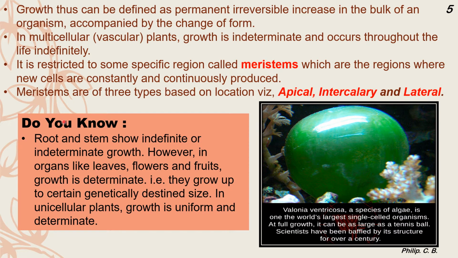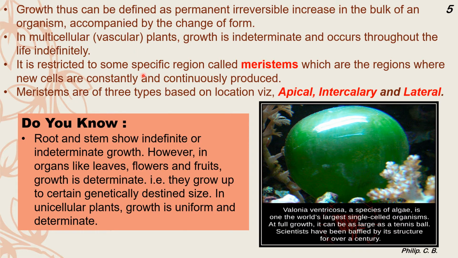Moving further, growth thus can be defined as a permanent, irreversible increase in the bulk of an organism accompanied by a change of form. So as we know, growth is a permanent, irreversible change which takes place in all living organisms, and we can see the change in form of the organism. In multicellular, that is vascular plants, growth is indeterminate and occurs throughout life indefinitely. So in case of multicellular plants, as we know, there's a small difference between plant and animal. The plants grow indeterminately, continuously, indefinitely, whereas in case of animals, it's definite and determinate.